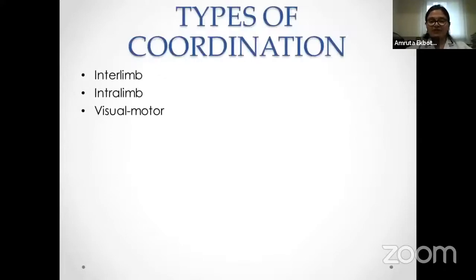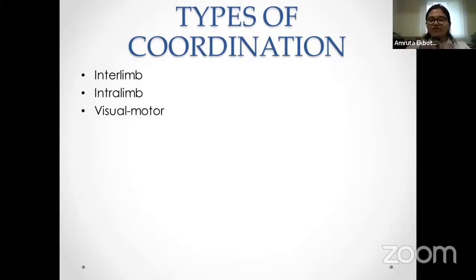There are 3 types of coordination that are defined. First is the interlimb coordination. So interlimb coordination occurs in 2 segments of the same limb. For example, if you're lifting a glass of water and drinking it, then this is an example of interlimb coordination, because only the elbow and hand are working in the same upper limb, and there is an alternating movement of flexion and extension of the elbow. So this is termed as interlimb coordination.